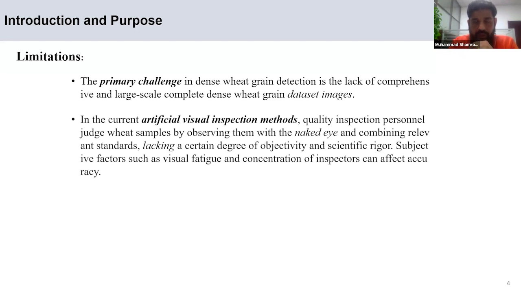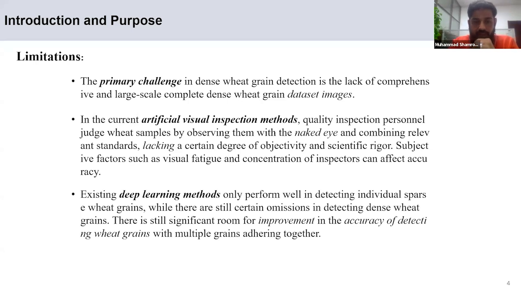Secondly, in the modern era, we have manual visual inspection methods for quality. Personnel judging wheat samples by observing with the naked eye is very difficult, and it also lacks, to a certain degree, objectivity and scientific rigor. Subjective factors such as visual fatigue or loss of concentration can affect the accuracy.